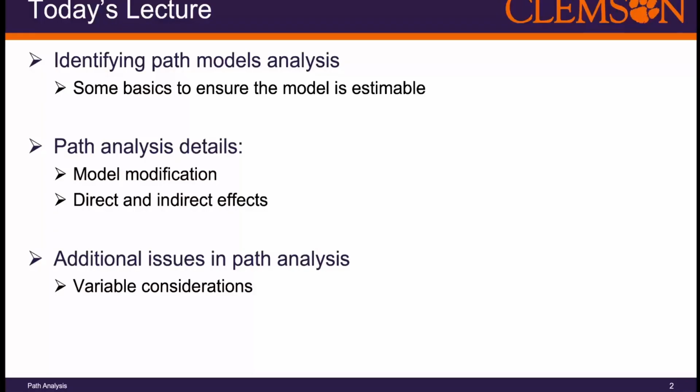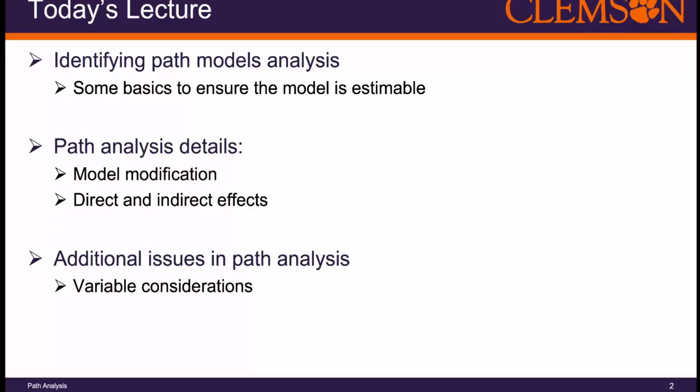We're going to talk about how we statistically identify path models and provide a few basic tips on the identification, to make it a little bit easier to see if a model will provide statistical estimates. Then we'll get into some of the details of how we modify models to ensure model fit, and then how we quantify what we call direct and indirect effects.